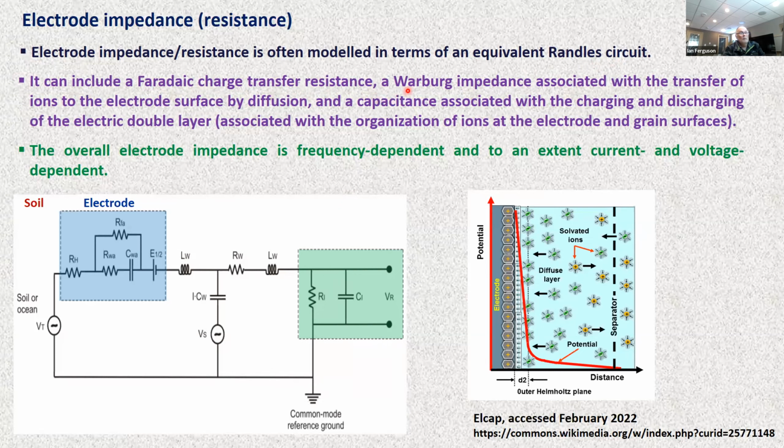We also may have a Warburg impedance that's associated with the transfer of ions to the electrode surface by diffusion. And there might also be a capacitance associated with the charging and discharging of the ions that are in the organized part of the aqueous fluid adjacent to the electrode and to grain surfaces. So the processes are quite complex. Overall, the electrode impedance or resistance will be frequency dependent, and to an extent, it'll also be current and voltage dependent.